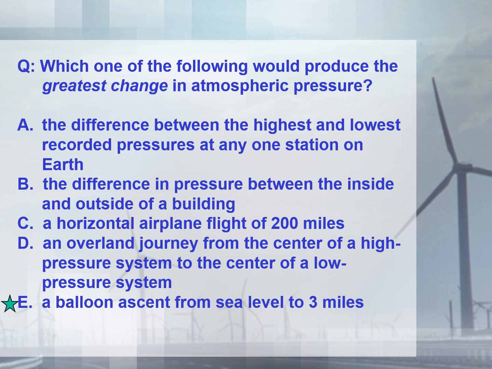That might be kind of similar to A. Of course, A is taking any one station and saying what was the highest it ever recorded and the lowest it ever recorded. A and D will give you a difference in pressure, but it won't necessarily be huge. The correct answer is E, a balloon ascent from sea level to 3 miles up. You are going to get the largest change in air pressure, and of course that air pressure is going to be dropping as you move on up.